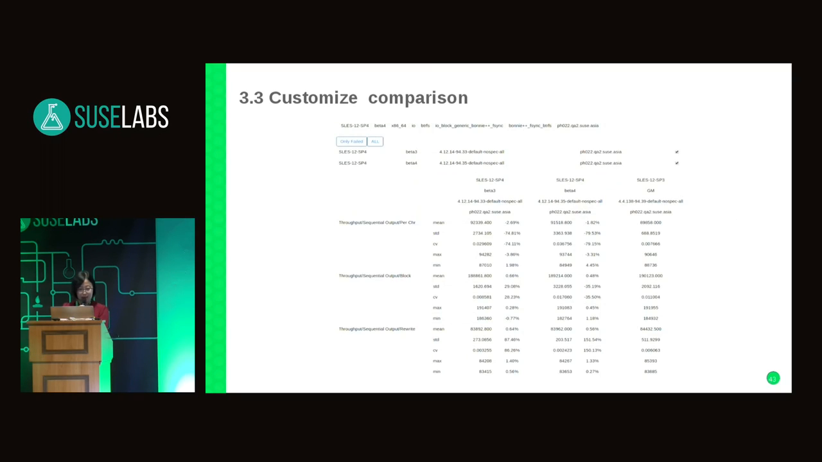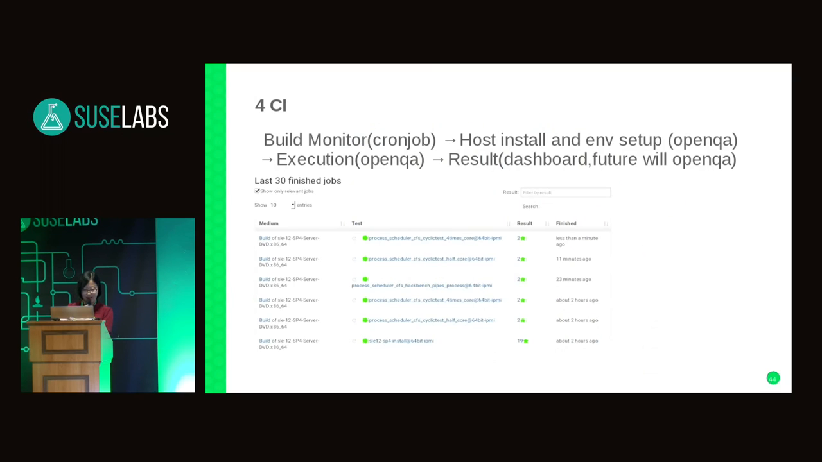Okay, the last one is CI. For full automation, CI is a must. At last year's SUSE Lab conference, my colleague shared some difficulties we met during CI. Today, we have something to share. We also use openQA as our CI tool because it's really powerful and popular. But it's not perfect, such as it's difficult to display our performance test results in openQA. Here we use a cron job to monitor builds on the Beijing build server, and we use openQA to install the host, set up the environment and execute cases, but the results are still displayed on our dashboard.